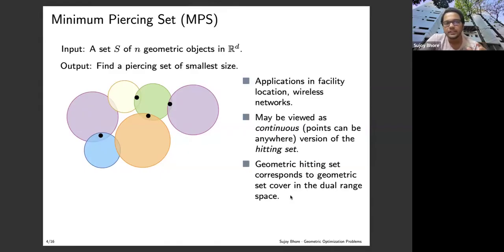Piercing set is mathematically a natural question, and it also has applications in facility location and wireless sensor networks. Theoretically, it is also interesting because it can be viewed as a continuous version of the hitting set problem. We know that the hitting set problem in turn is connected to the set cover question, because the geometric hitting set actually corresponds to the geometric set cover in the dual range space. So this is a problem of interest for the computational geometry community for many years.